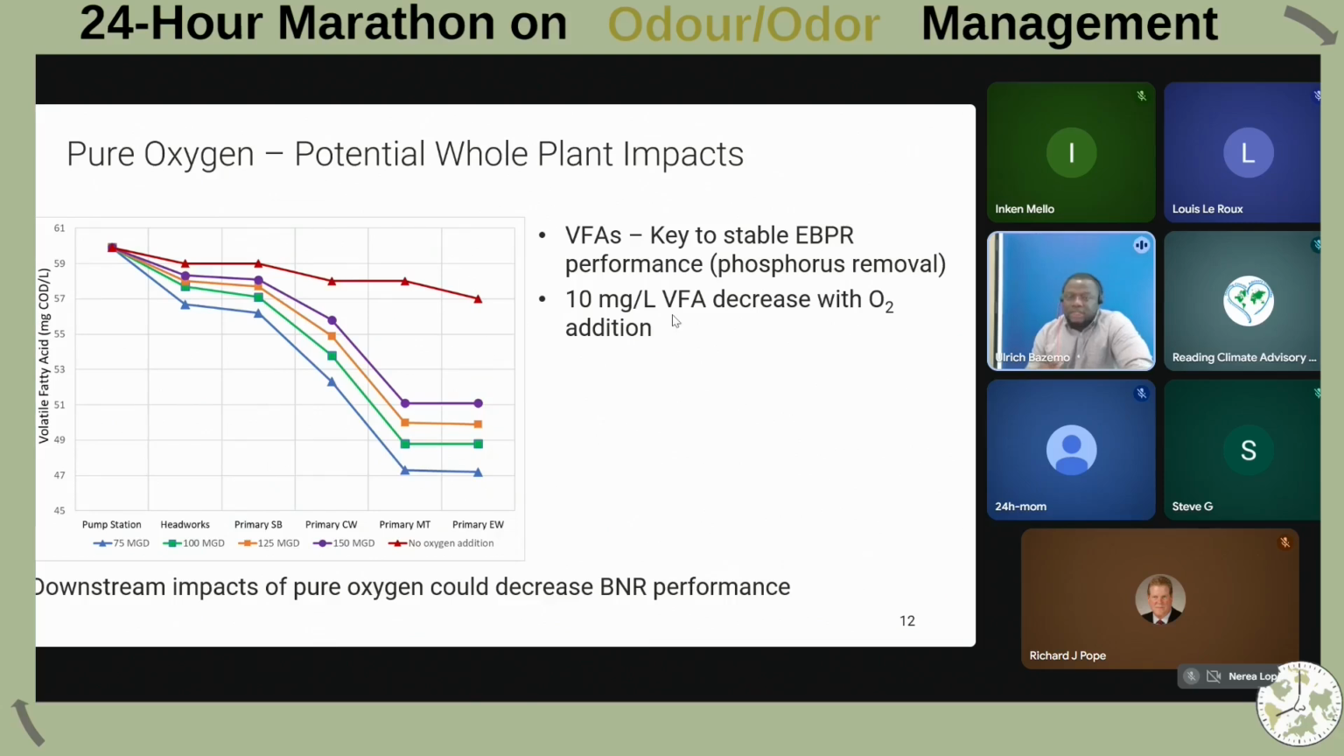But for this plant, the good thing is they were getting enough VFA coming into the secondary process, about 60 milligrams per liter. We found that that 10 milligrams of VFA reduction will not be detrimental to the nutrient removal process. So in a situation where we have a plant that is limited in VFA, we will be careful with recommending oxygen addition, for example.